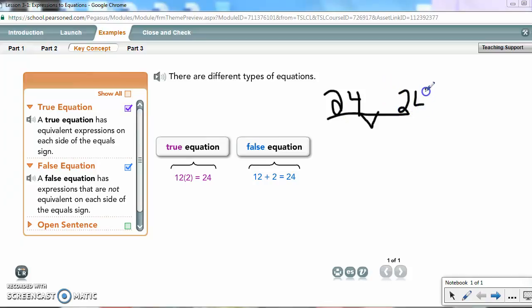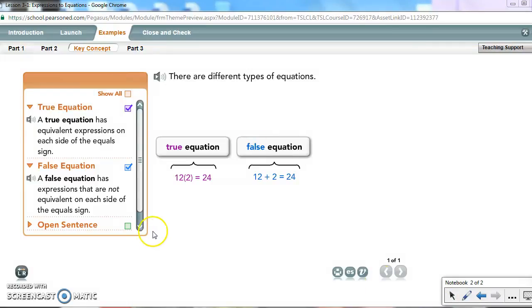Yeah, it will, okay? But then if we look at this false equation, if we have 12 plus 2, well, 12 plus 2 is 14. And if we have our balance beam, is 14 equal to 24? No, our balance beam would look something like this, where 24 is at the bottom over here, because they're not equal. That equal sign is not true, so it's a false equation.